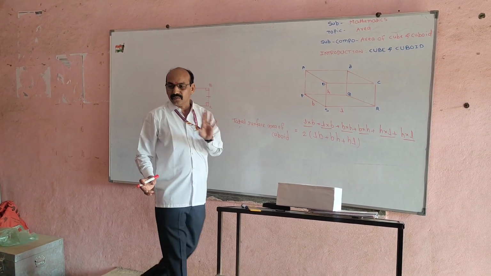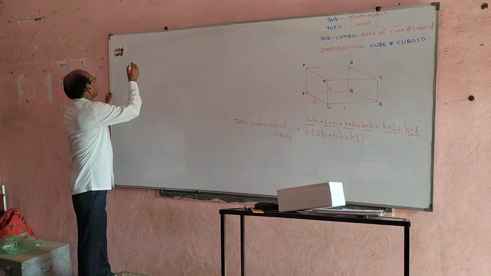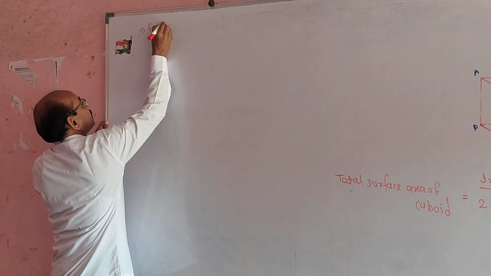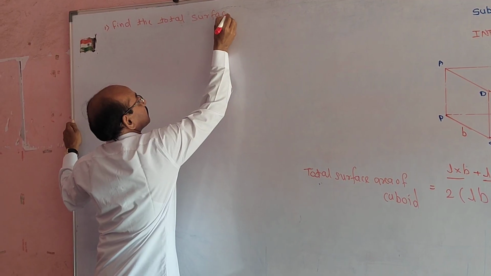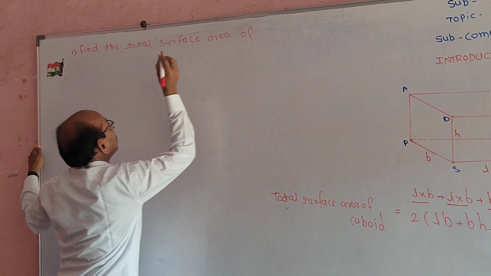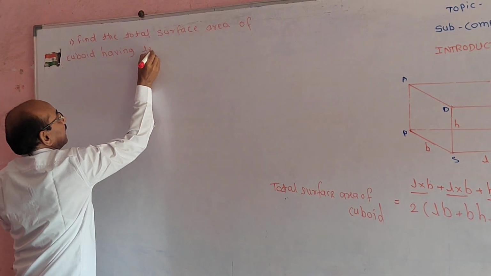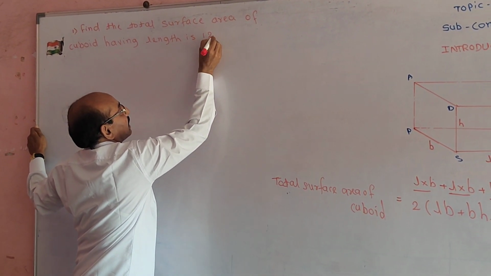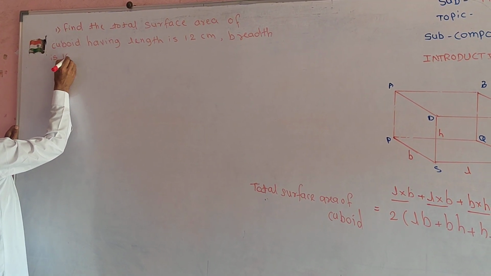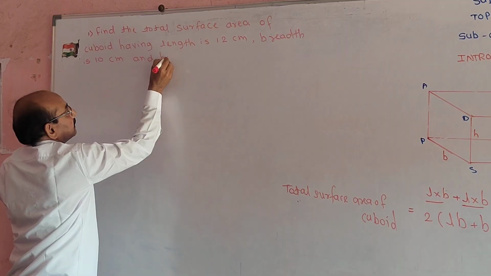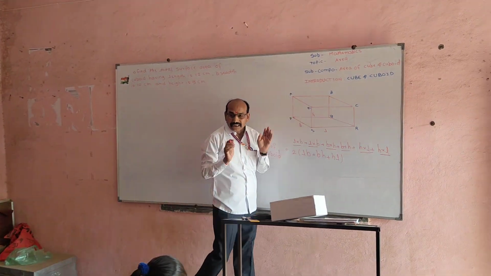In an examination, we may get a question like this. For example, write down the question: find the total surface area of a cuboid having length 12 centimeter, breadth 10 centimeter and height 5 centimeter.